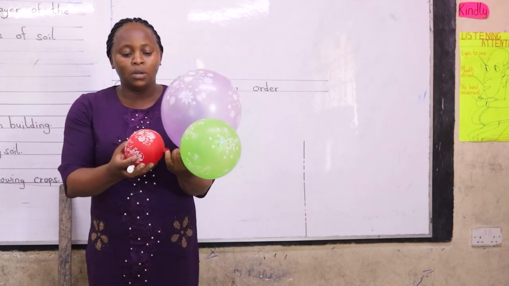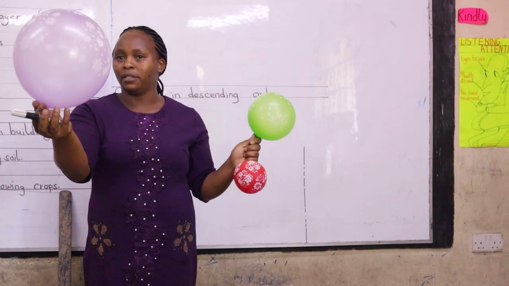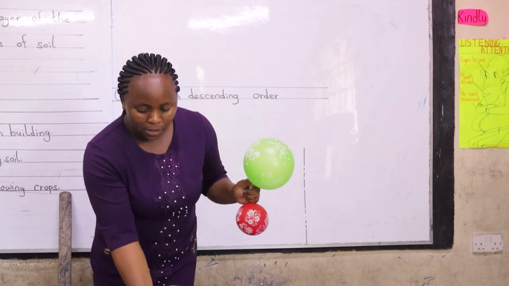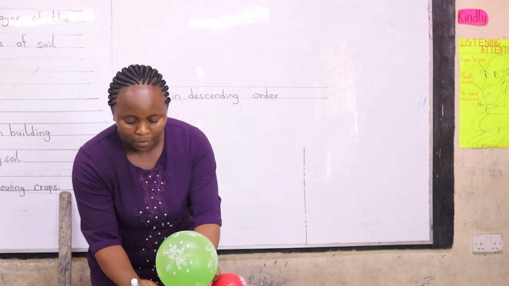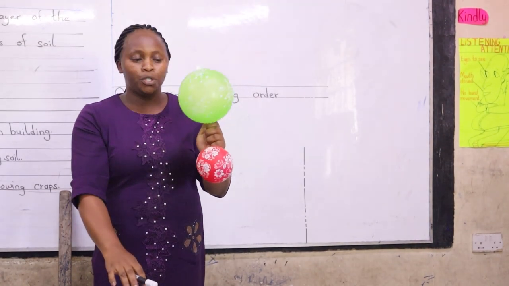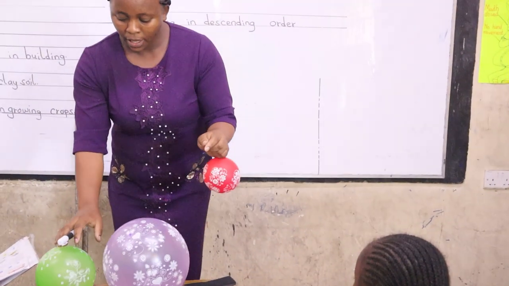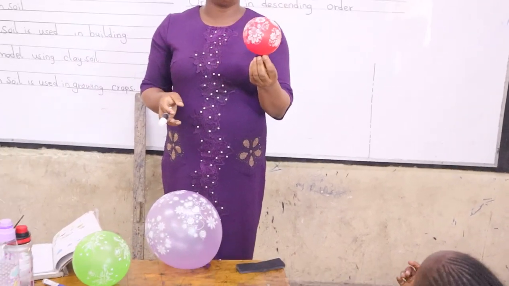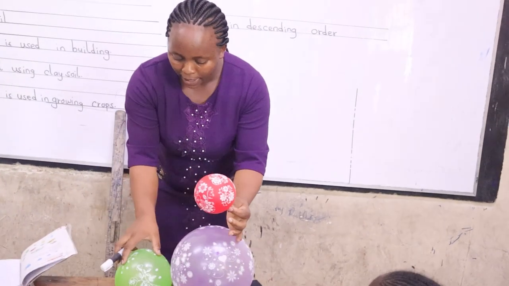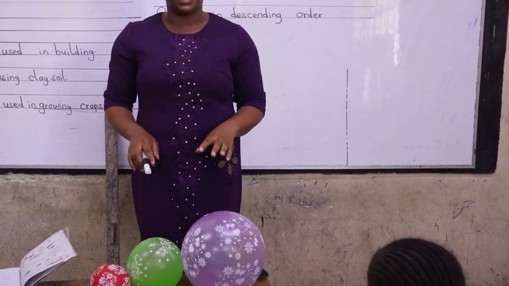When I look at the three balloons, the purple one is the biggest. Are you seeing this? Yes. The purple balloon is the biggest, so I place it there. I want to order them. Then I have a green balloon. It should follow because it's a bit bigger. Then the last one, I have a red balloon. It is the smallest. So I have arranged them according to their sizes. Are you seeing that? Yes.